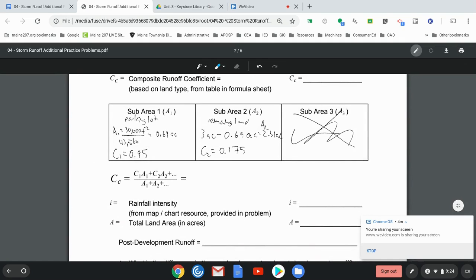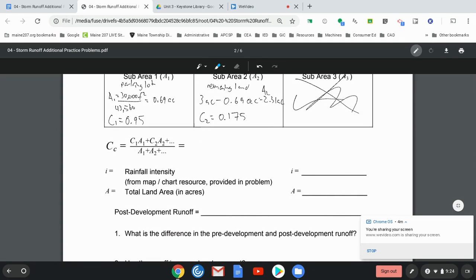So the weighted average, remember, it's C sub 1, 0.95, times A sub 1, 0.69, plus A sub 2, which is 2.31, times 0.175, all divided by the total area, which is still 3. You type that all into your calculator. Be careful. You put in parentheses 0.95 times 0.69 plus 2.31 times 0.175, close parentheses, divided by 3, and you should get approximately 0.35. So that's the composite runoff coefficient that we're going to be using.